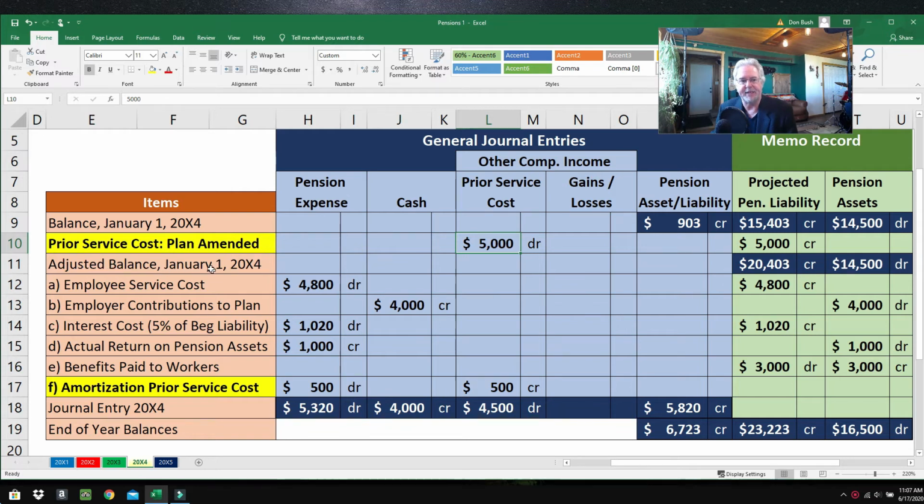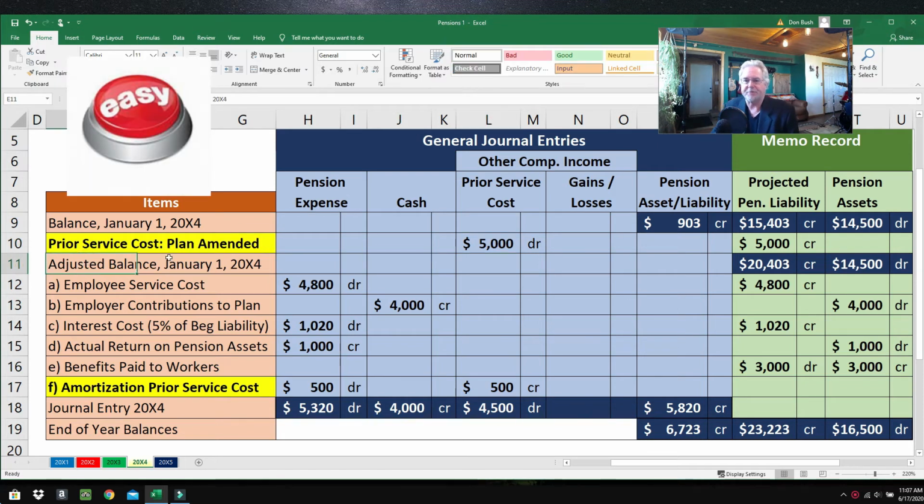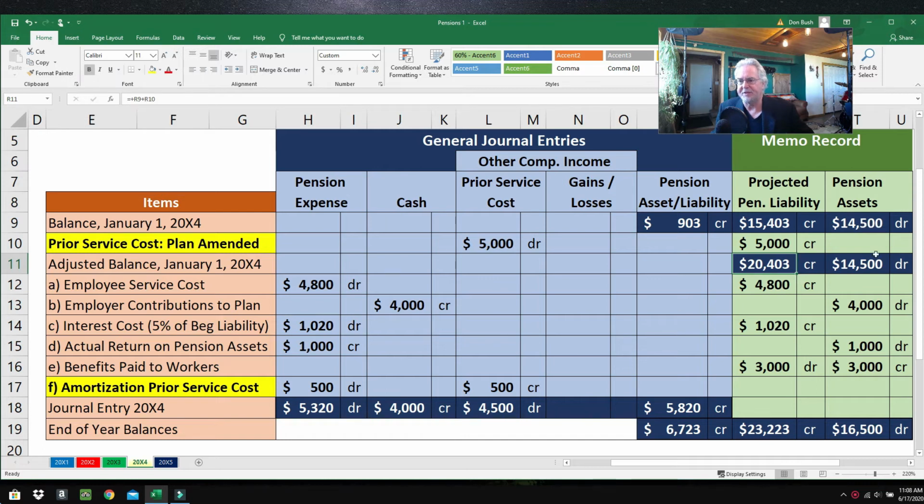So what we do is we immediately come down here and we come up with a new beginning balance. So this adjusted balance January 1st, 2004, that is going to be the brand new balance. And so all we do is take our $15,403, add 5,000, bingo, there you are, $20,403. And we bring down the $14,005, and there we are. And you might say, hey, why aren't we updating this pension asset liability? Well, we will, and we'll wait until we get down here to the bottom to update it all. It will all work out.